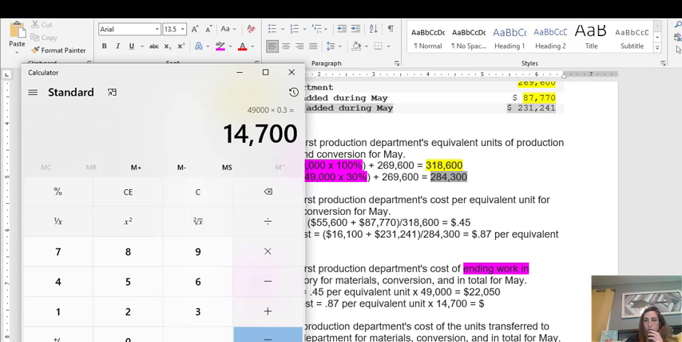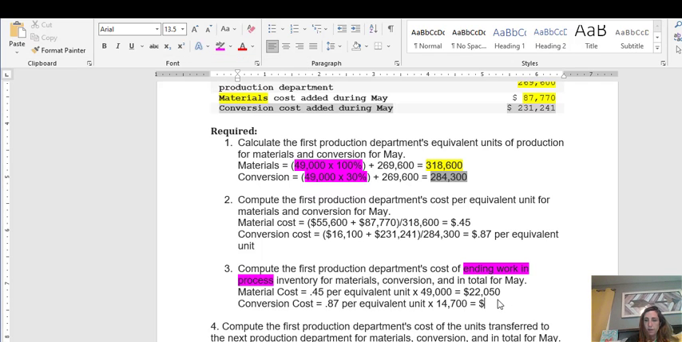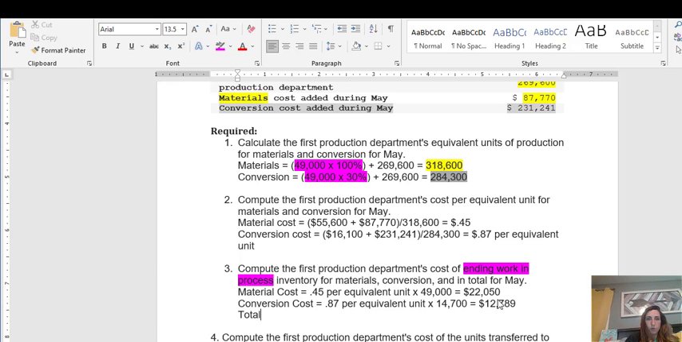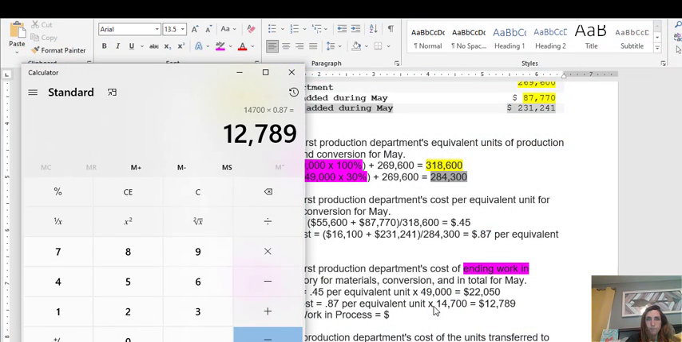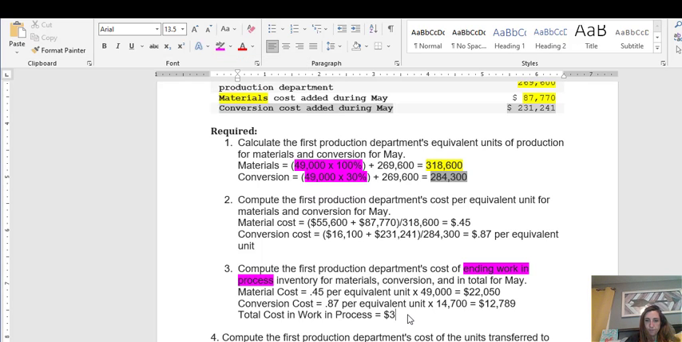So that will be the total conversion cost in the ending work in process. The total of these two values added up is my total cost in work in process. When I add 22,050 with the 12,789, I get $34,839.